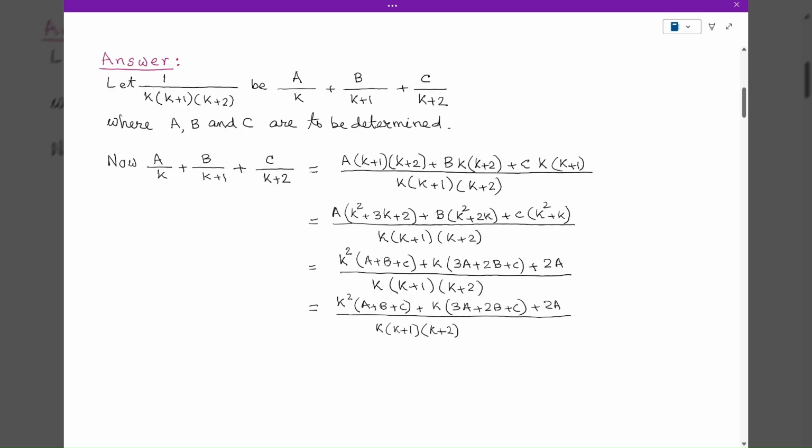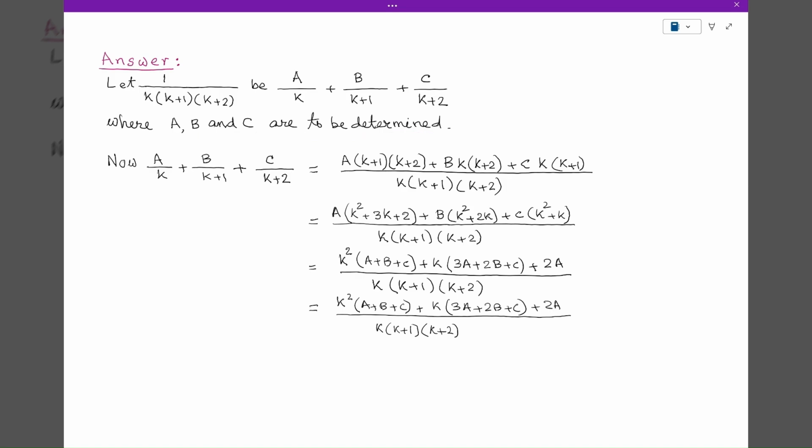We can do the problem in the following way. Let 1 divided by k multiplied by k plus 1 multiplied by k plus 2 be a by k plus b by k plus 1 plus c by k plus 2. Remember your partial fraction lessons. And in this, a, b and c are to be determined.